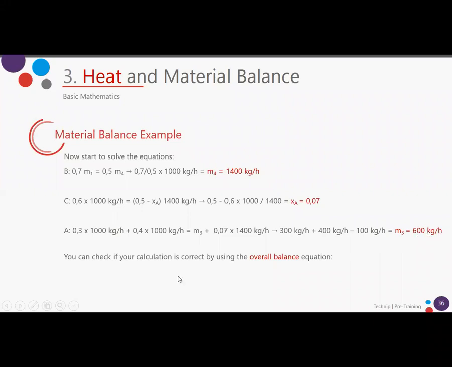Now again, in the last step we can check that we did the calculations correctly and sum all the masses. At the beginning we were already given the masses of the M1 and M2 streams, so 1,000 kilograms per hour plus 1,000 kilograms per hour. And in our equations we've solved that stream 3 is 600 kilograms per hour and stream 4 is 1,400 kilograms per hour. If we sum them, here we have 2,000 and here again we have 2,000, so it's correct.